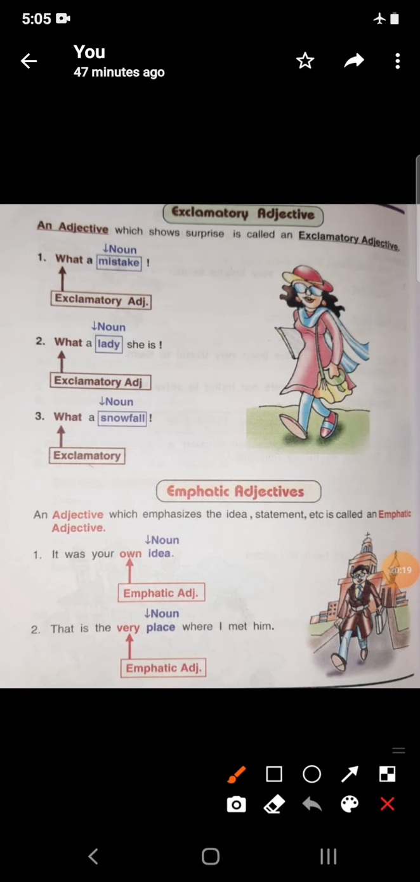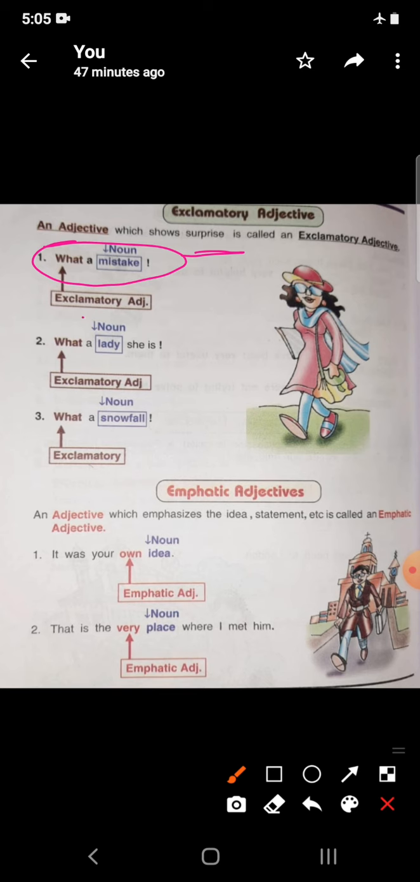Another kind of adjective is the exclamatory adjective. An exclamatory adjective can be defined as an adjective which shows surprise. When we discussed the kinds of sentences in the very first lecture, there is a kind of sentence that is exclamatory sentences. We use interjections there to express our joy or sorrow, and when we express our surprise, we say, what a beautiful flower, what a tall building, what a tall man, what a huge sixer.